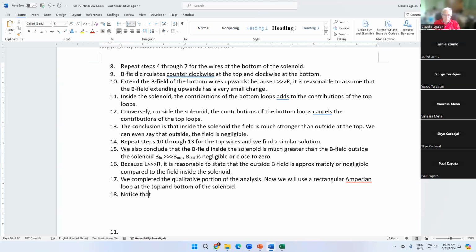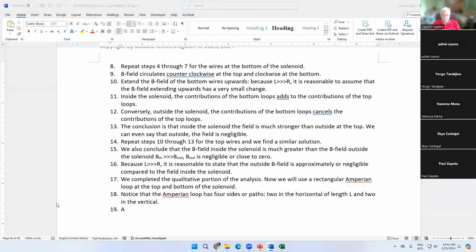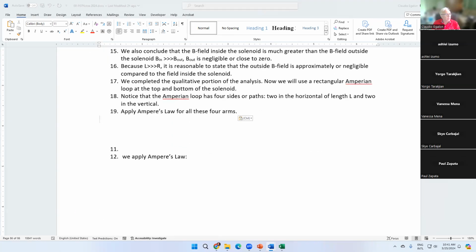Okay. Notice that the Amperian loop has 4 sides, or paths: 2 in the horizontal of length L and 2 in the vertical. Apply Ampere's law for all these 4 arms. And we will be using, but first, I'm going to show you now the Ampere's loop.